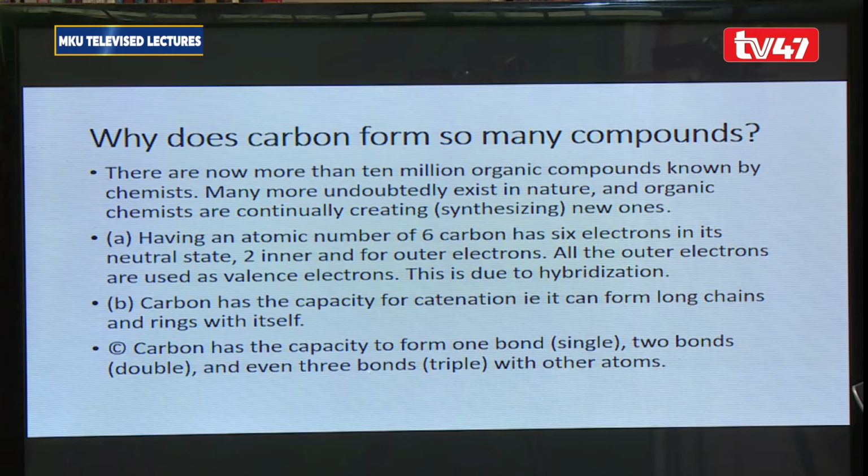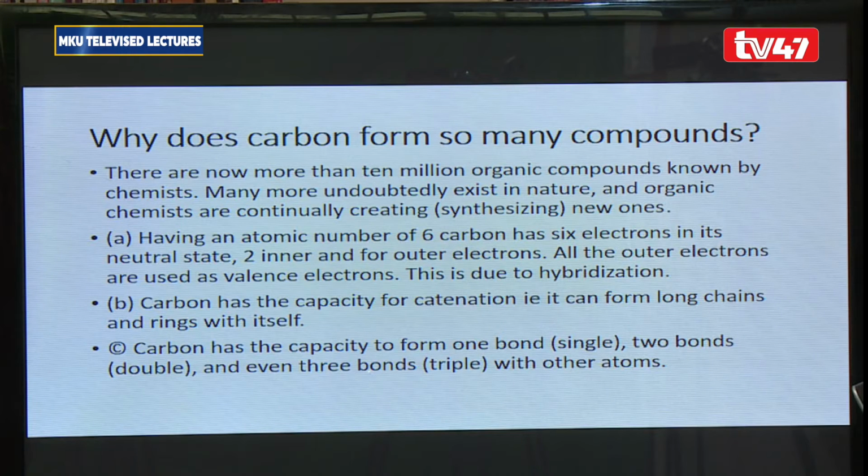Now, the other reason why carbon has so many compounds is its ability for catenation. Catenation basically means that atoms of an element have the capacity to join with one another, forming long chains and rings. So, meaning that you can have very different compounds from the same element. Another point about carbon is that carbon has the capacity to form different types of bonds with itself.